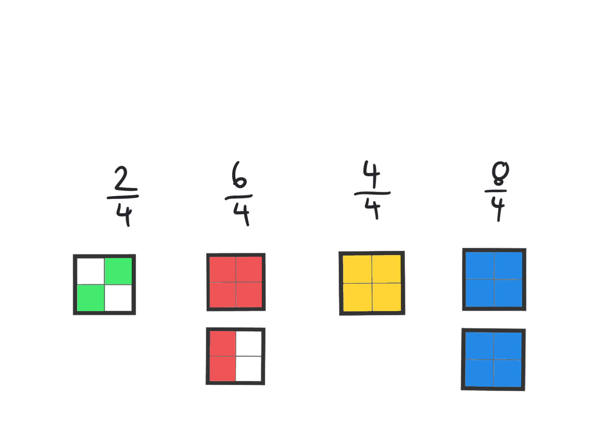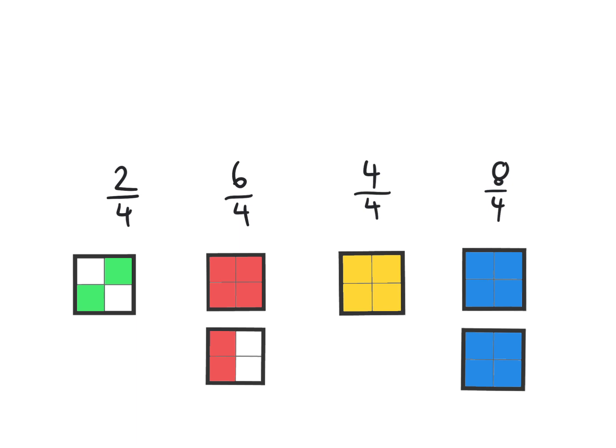And then we have 4 out of 4, or 4 quarters. 4 quarters is equal to 1 whole. And then I have 8 quarters. I've divided my 2 squares into 4 equal parts each, and I have 8 quarters. Hopefully this video helps you to identify fractions that are less than 1, equal to 1, or greater than 1.